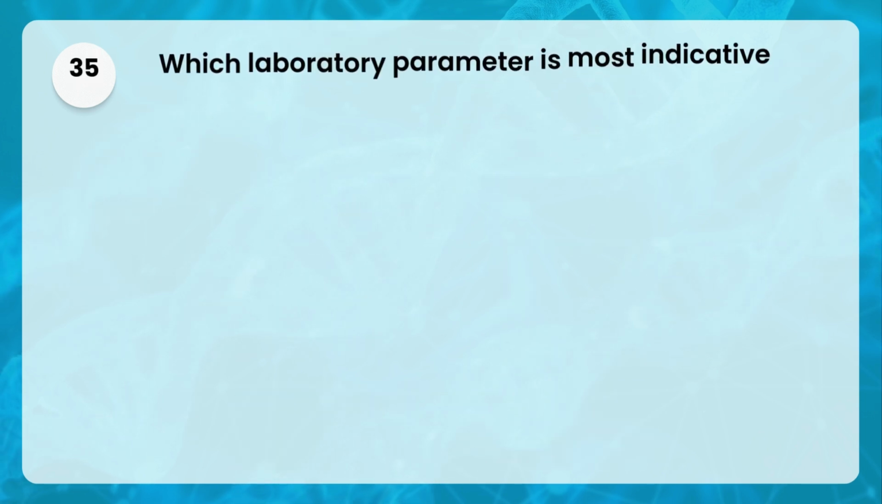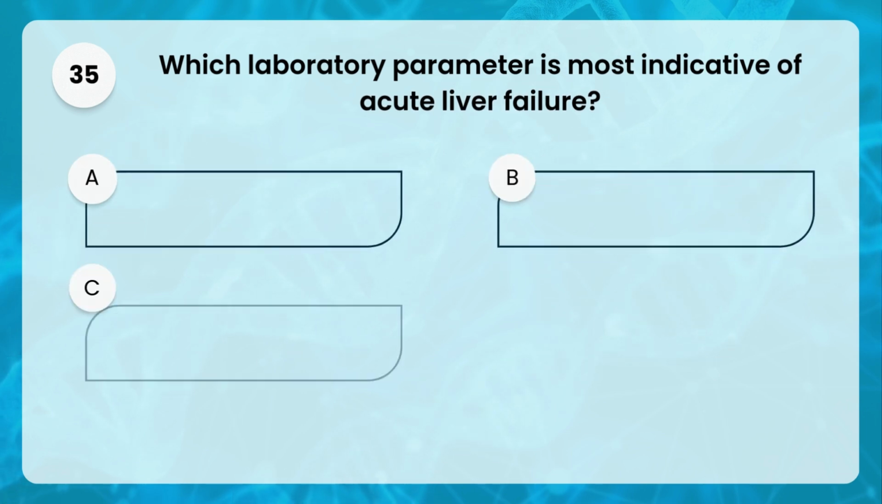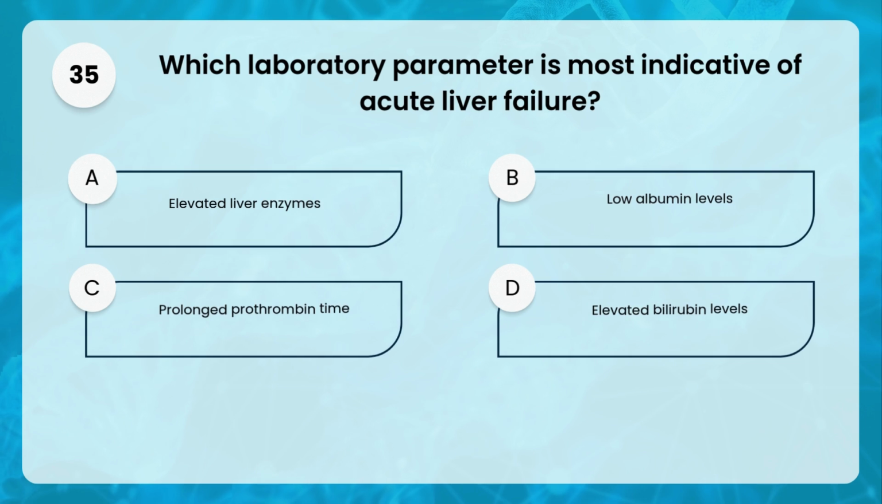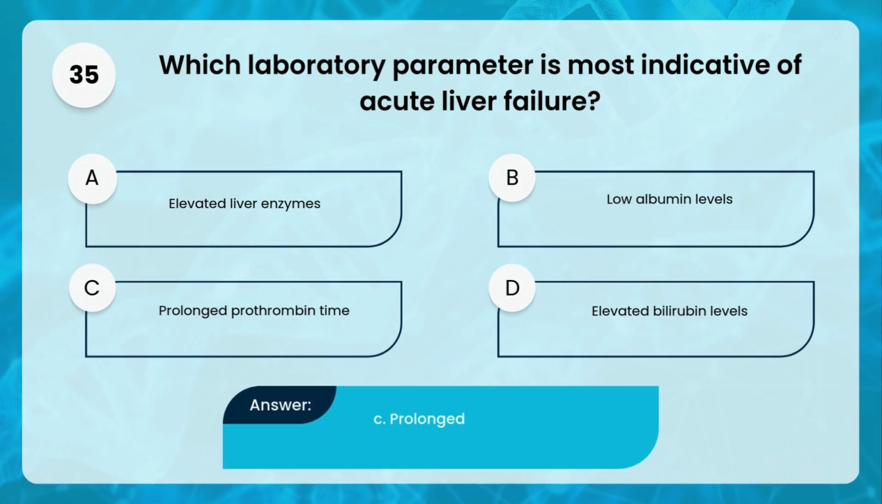Number 35. Which laboratory parameter is most indicative of acute liver failure? A. Elevated liver enzymes. B. Low albumin levels. C. Prolonged prothrombin time. Or D. Elevated bilirubin levels. The answer is C. Prolonged prothrombin time.